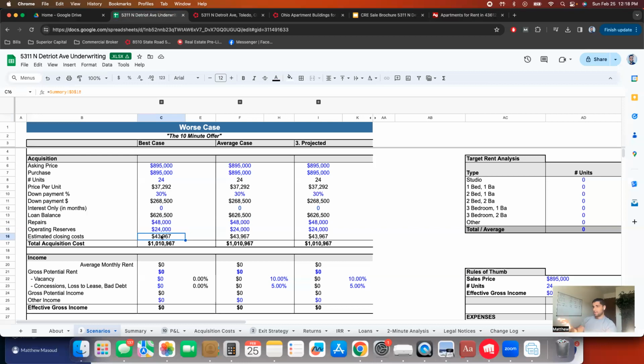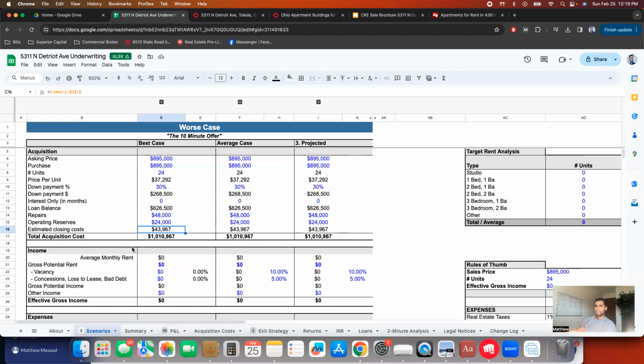So estimated closing costs, that's on another tab, how that's calculated. Now, depending on whether you're syndicating the property or not, $43,000 could be on the high end. This also includes about $15,000 in attorney fees to draw up the PPM and the OM that would go out to the investors. Now, if you're not syndicating the property, closing costs are typically a lot less, maybe 2 to 3% of the purchase price.